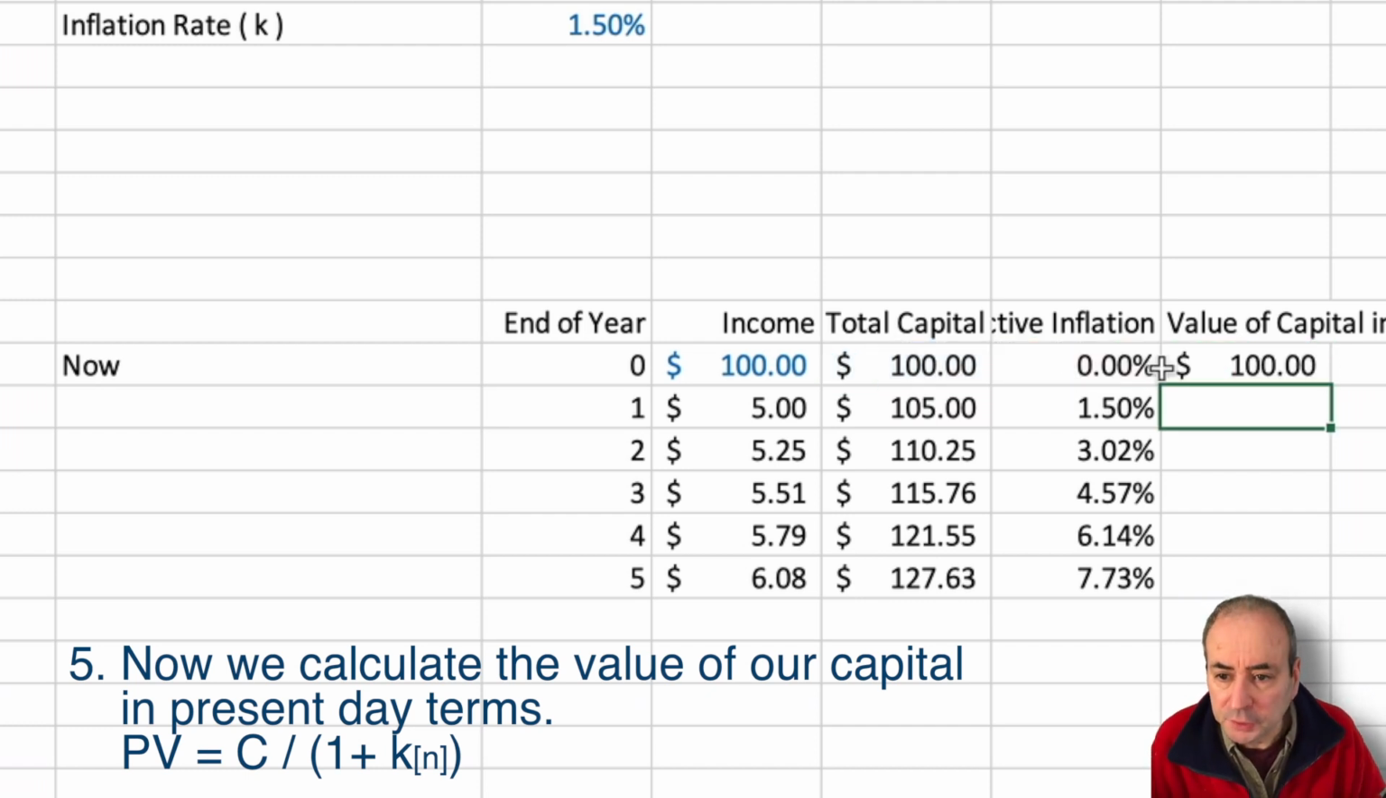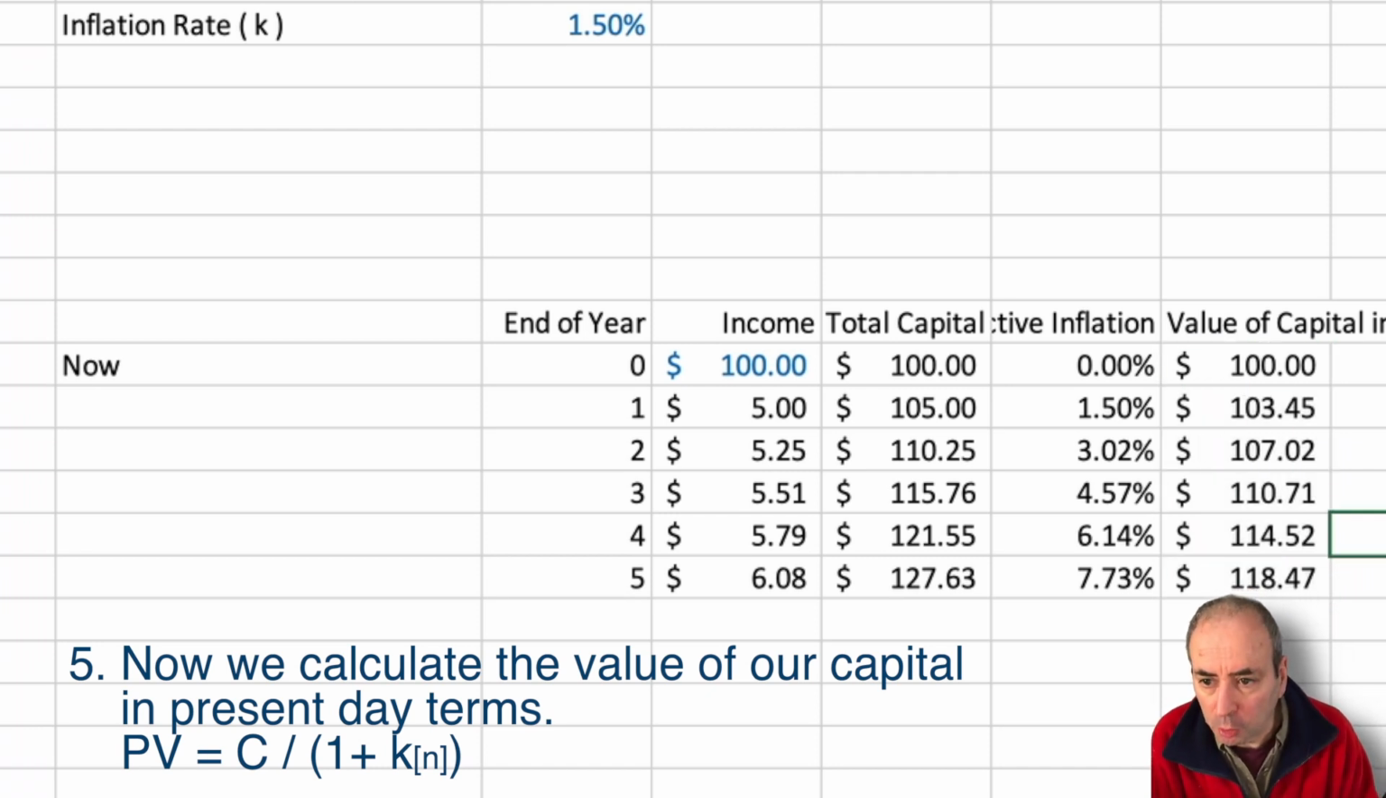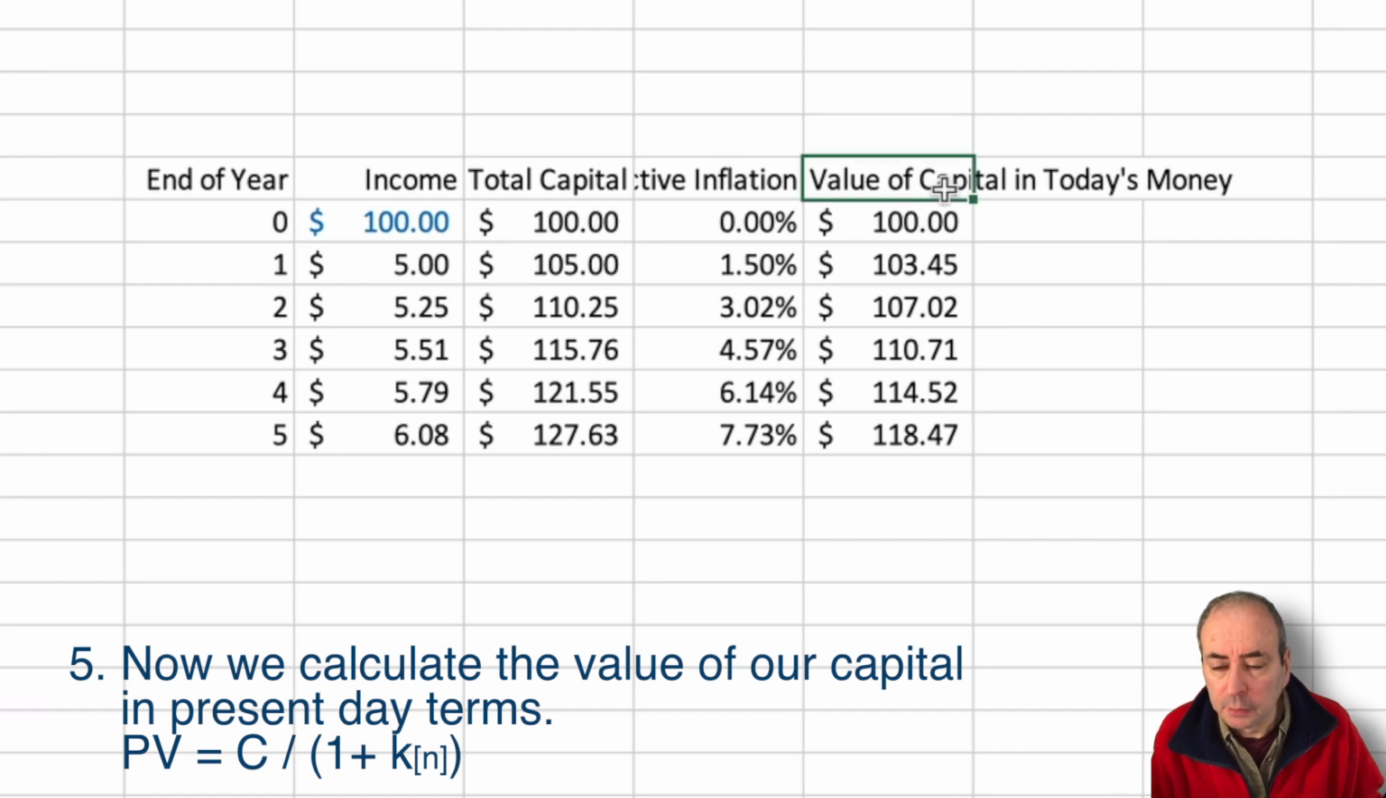As you'd expect in the first year, it hasn't diminished, but as we extend that to future years, we can see that the value of our capital drops relative to the total capital that's there. So our $100, which turns into $105 by the end of year 1, is worth, in today's spending power terms, $103.45.